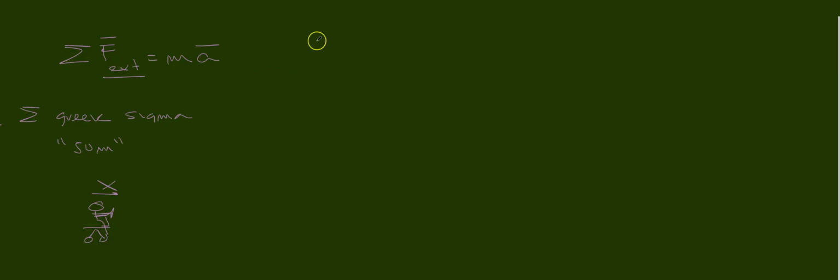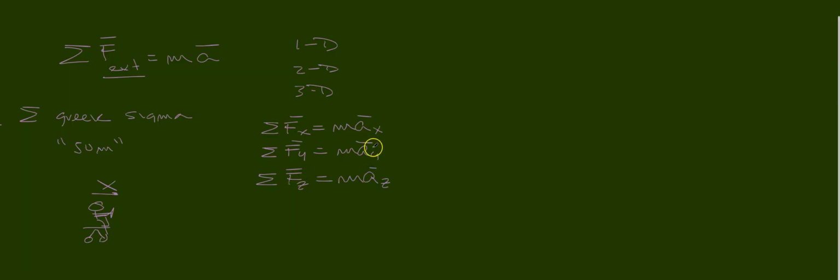If you have motion in one dimension, well, then just one equation. But if you have 2 dimensions or 3 dimensions, then you're going to need the version of the equation for each one of the axes. Sum of forces in x, sum of forces in y, sum of forces in z. And that's going to give you the acceleration in x, in y, or in z of your object.